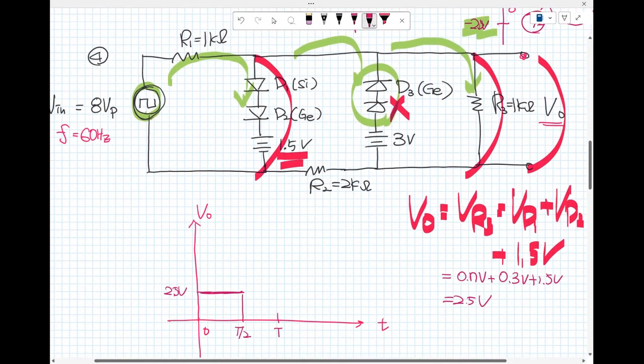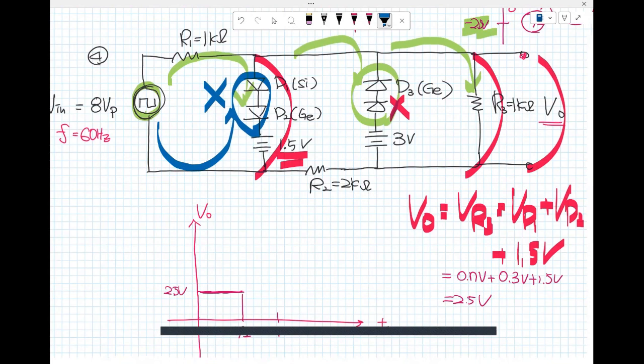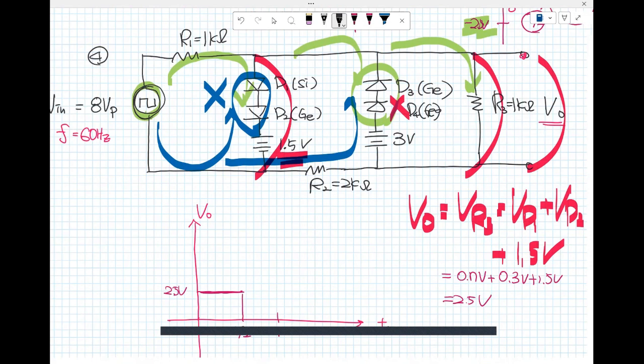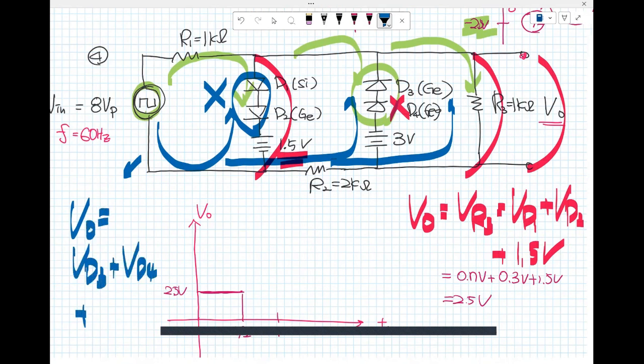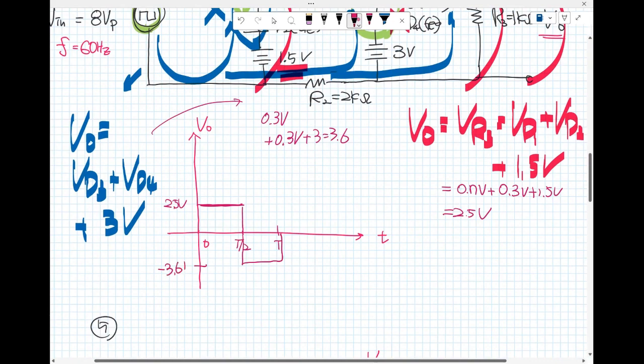Okay. Now, so the negative cycle, show you like this one. This is the open circuit. Why? Because the reverse bias. Here we go. So that was the, oh, I'm sorry. This is the D4 is also the GE, for example, right there. So for this case, V sub 0 is V sub D sub 3 plus V sub D sub 4 plus the 3 volt. So means that was 0.3, 0.3 plus the 3, 3.6. So now minus 3.6 volt.